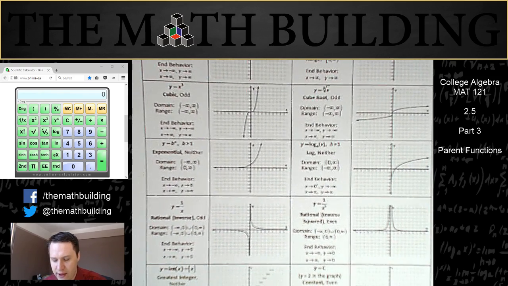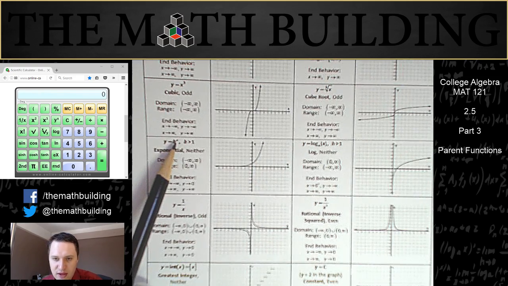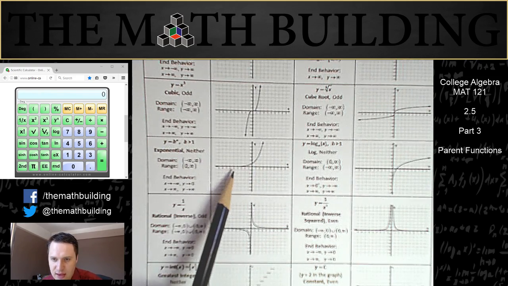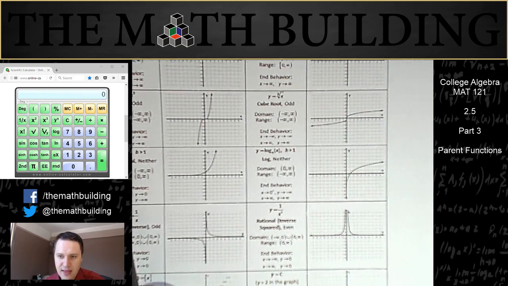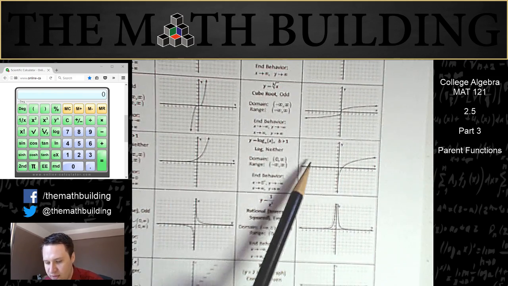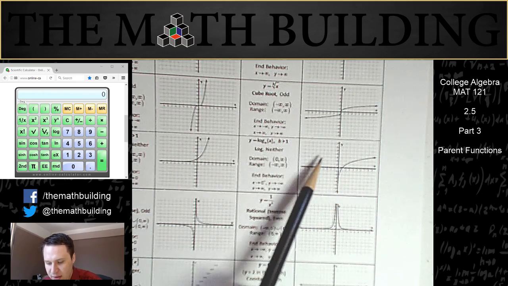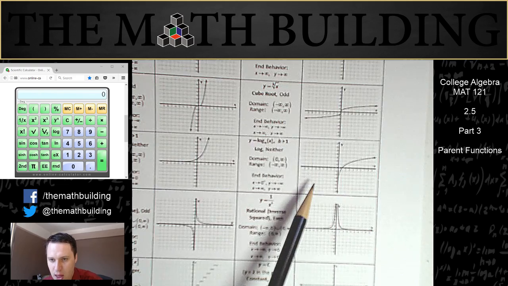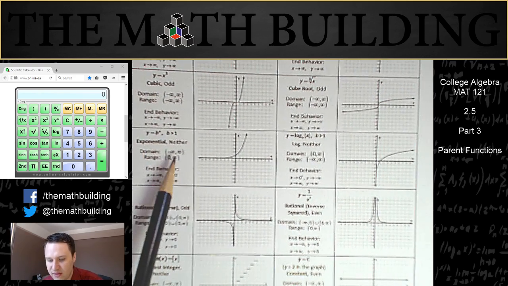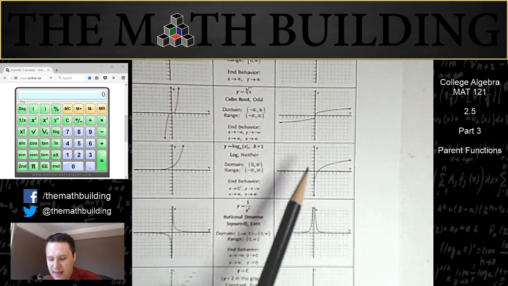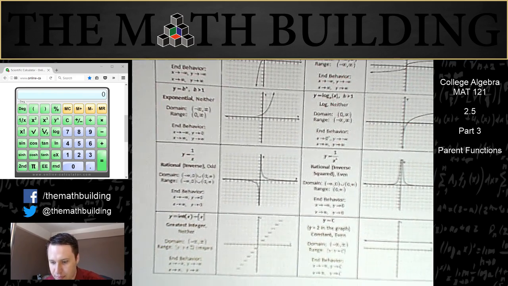Here's some functions we'll talk about later. This is an exponential function of the form y equals some number to the x. It grows like this, exponential growth. And here's a log function, y equals log of x. It's really important that you notice that we can't plug a negative number into a log, and we'll talk about why in a future chapter. But just get a sense of what an exponential function looks like and what a logarithm function looks like, because we're going to look at them in more detail.